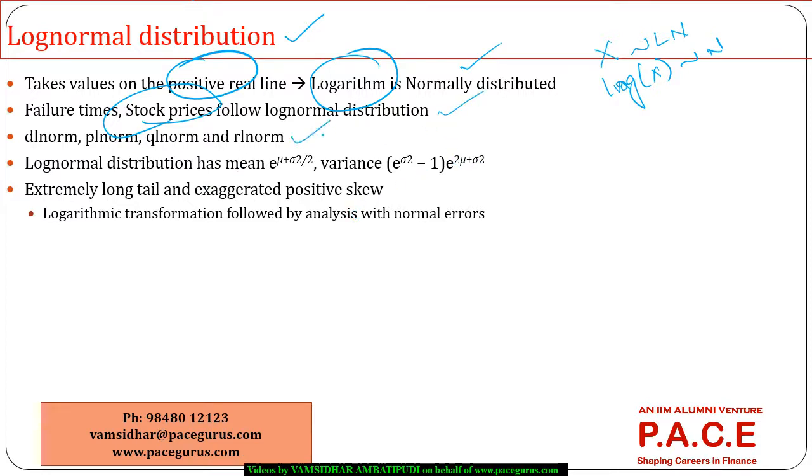So again, dlnorm is the function that is associated with the log normal. I can use the density function, the cumulative distribution function, the quantile function, as well as the random number generator. The log normal distribution will have a mean of e to the power of mu plus sigma squared by 2. Here the parameters are again mu and sigma, but the mean of it is e to the power of mu plus sigma squared by 2, whereas the variance of it is e to the power of sigma squared minus 1, into e to the power of 2 mu plus sigma squared. That's how the log normal distribution will be seen.